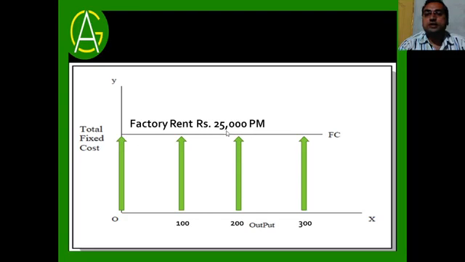So the rent is considered as fixed cost, and the curve for this fixed cost will be a horizontal curve. It can also be considered as parallel to the x-axis, or parallel to the output axis, or we can say parallel to the horizontal axis. So if a question is asked like, what will be the shape or slope of the fixed cost curve? The answer is, fixed cost curve will be a horizontal curve.